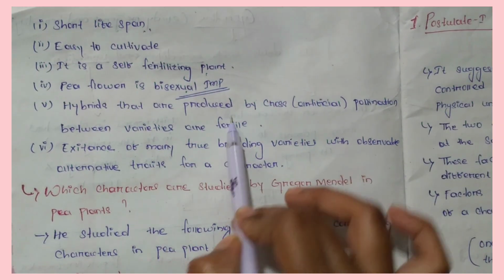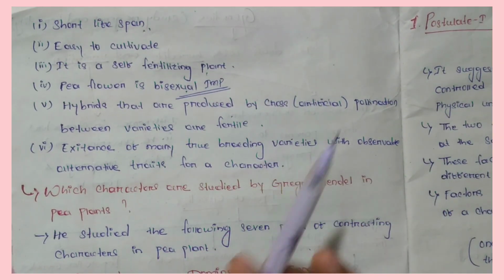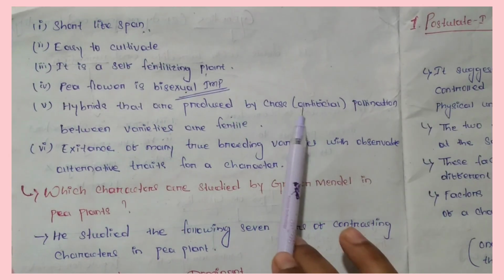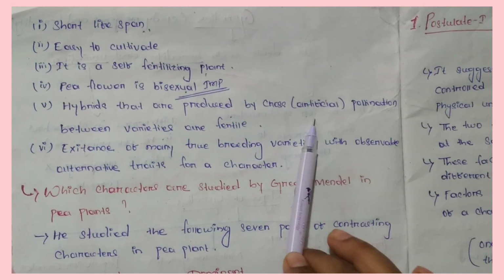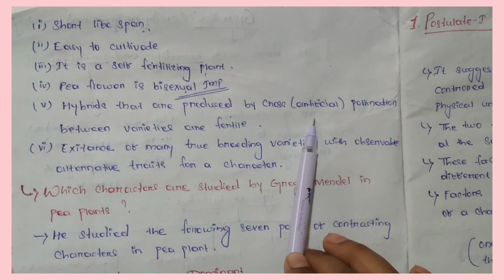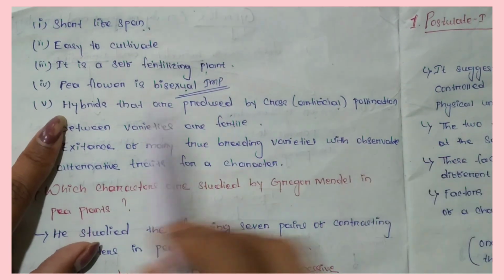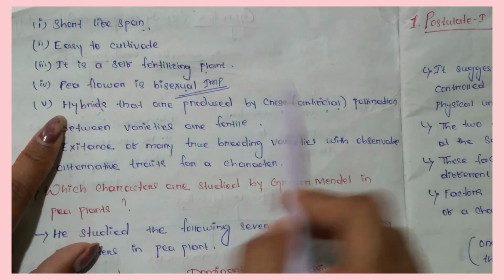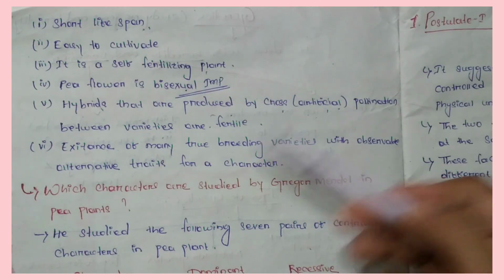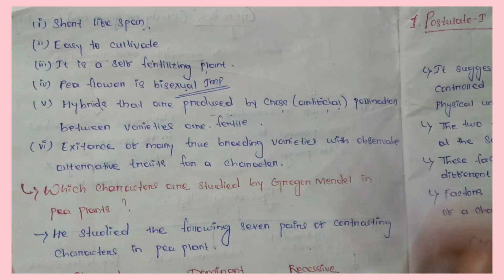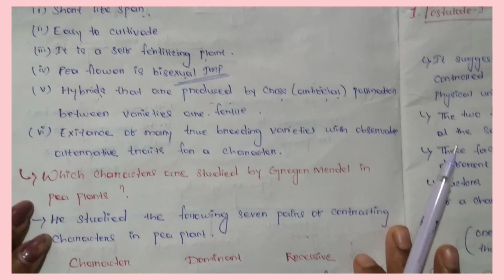Hybrids that are produced by cross-pollination between varieties are fertile. The cross-pollination which was done by Gregor Mendel, the hybrids produced by cross-pollination are fertile, so they can again produce offspring.